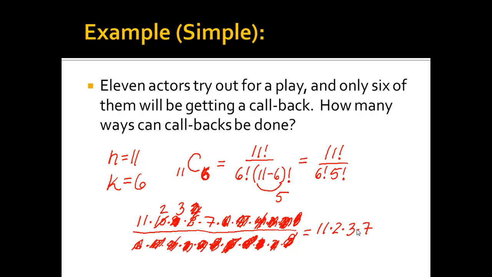Now I'm just going to calculate this. I have a calculator off to the side here. And I get 462. There are 462 ways I can do these callbacks. And that does not really seem terribly obvious when you first think about it. But I can understand the notion that it's not intuitive directly.